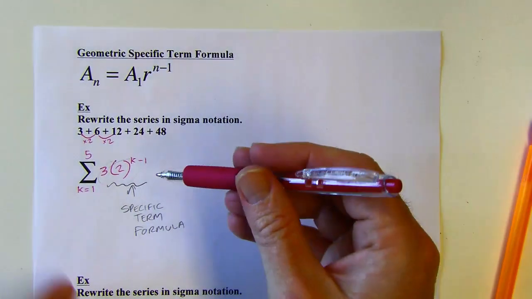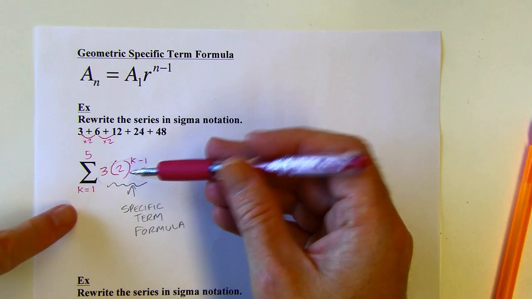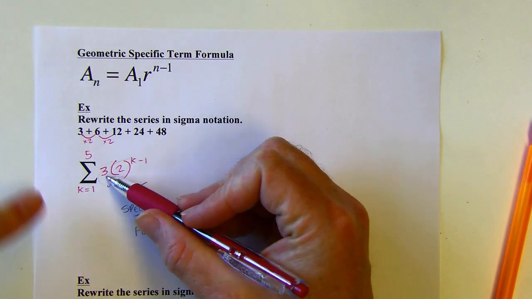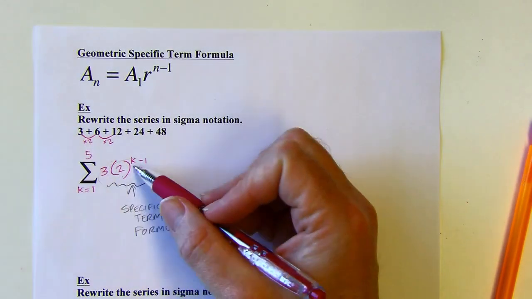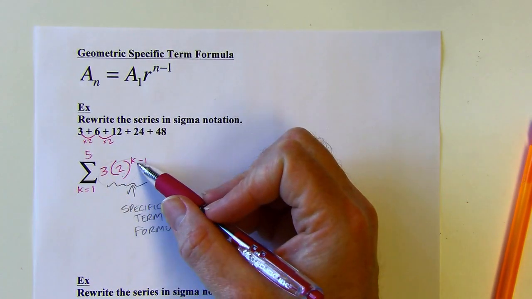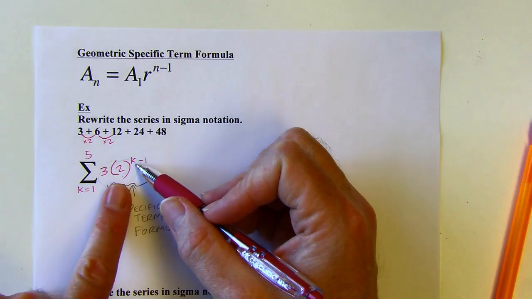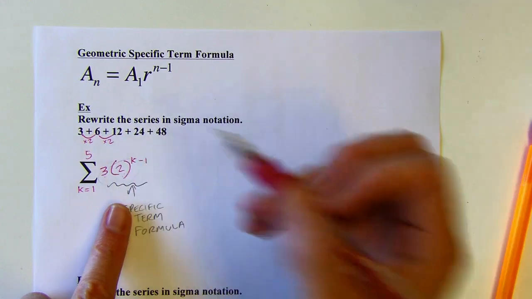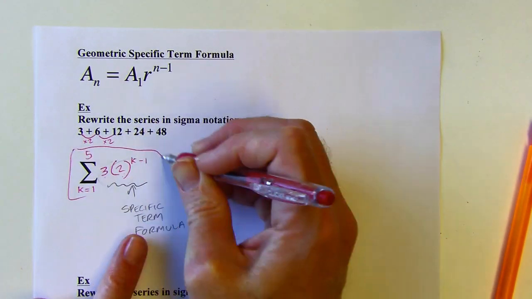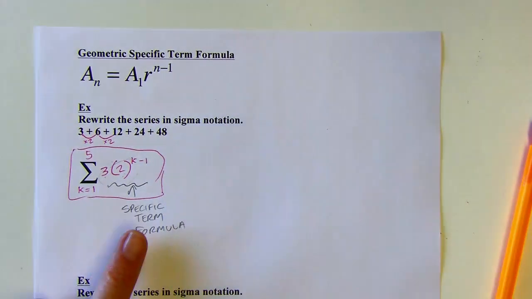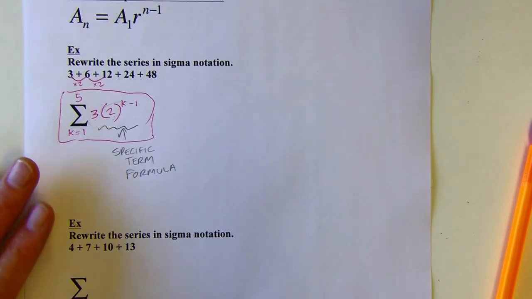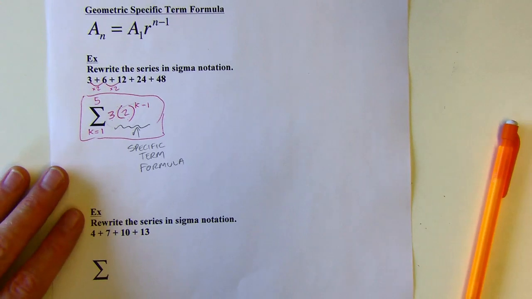And you can try it out, right? You could plug in 1 for k. Let's see, 3 times 2 to the 0th. 2 to the 0 is 1, times 3 is 3. That works, right? And if I put in a 2 here, 2 to the first is 2. And then multiply that by 3, I get 6. It works out, right? So this is the sigma notation of that same sequence. Okay, let's try another one out.